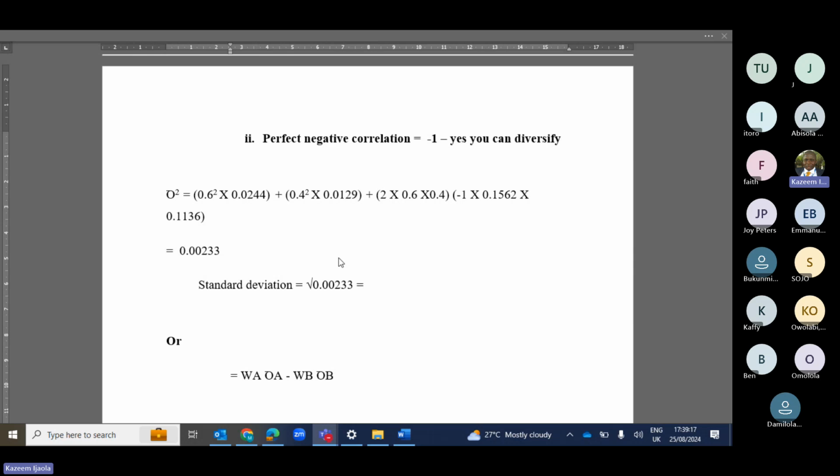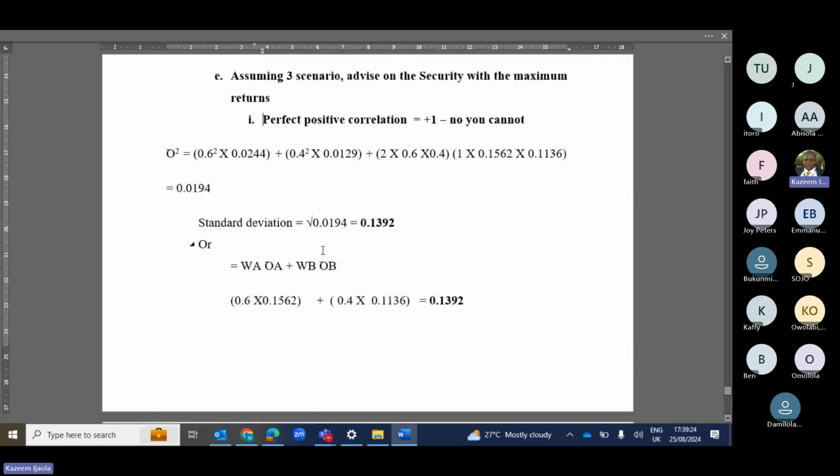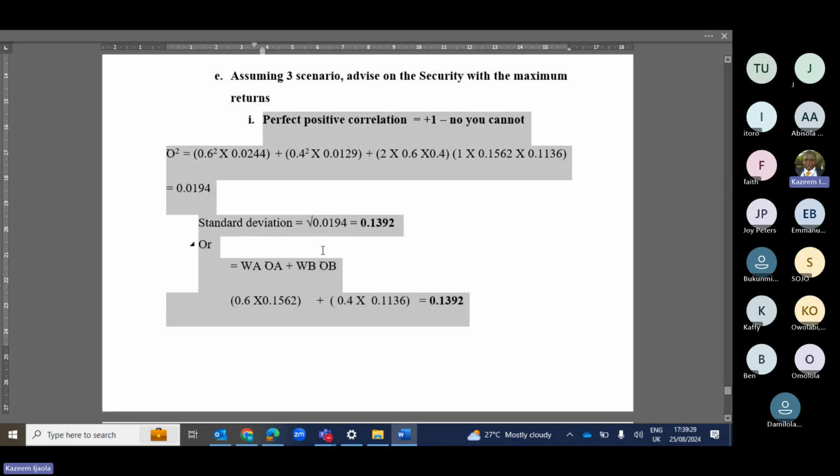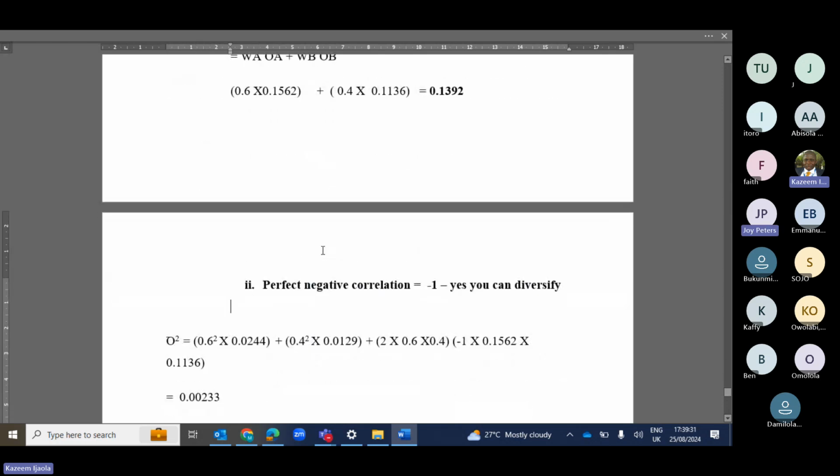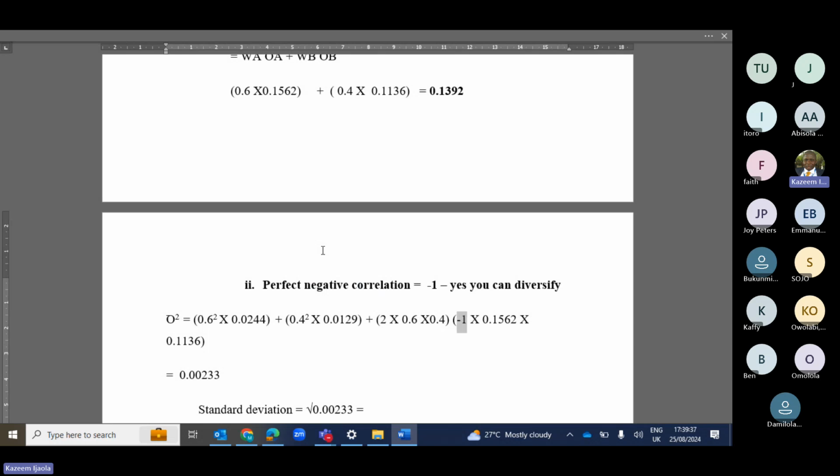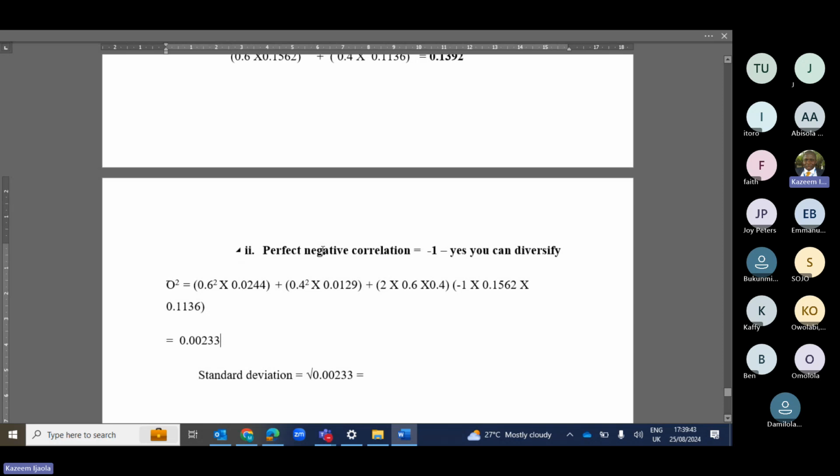So let's continue from where we stopped before the network interruption. We have done perfect positive, so we use either of the two methods and we got the same answer. For the perfect negative as well, you can use these two methods. What I just did was change the place where you have your correlation from 1 to -1, and after recalculating it, I got 0.0233. I was trying to calculate the standard deviation before the network issue.